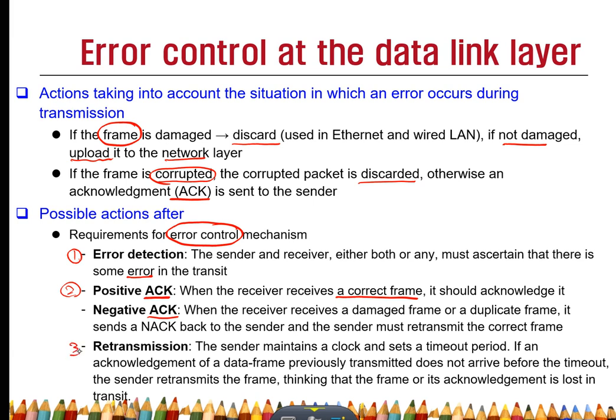The third case is retransmission. What does it mean? The sender maintains a clock and sets a timeout period. If the acknowledgement of a previously transmitted data frame does not arrive before the timeout, the sender retransmits the frame, thinking that the frame or its acknowledgement was lost in transit. So there are cases where errors happen while sending and receiving frames.